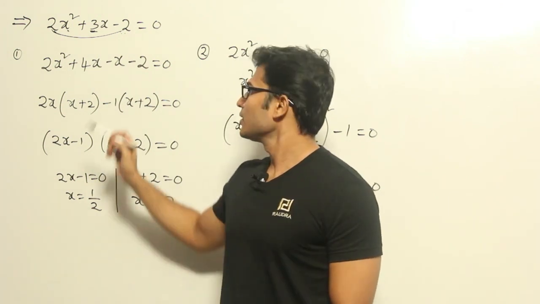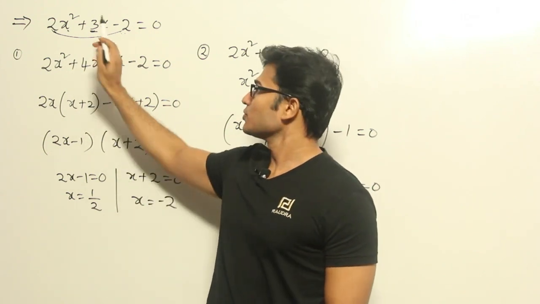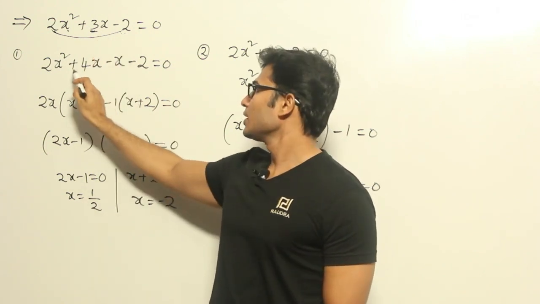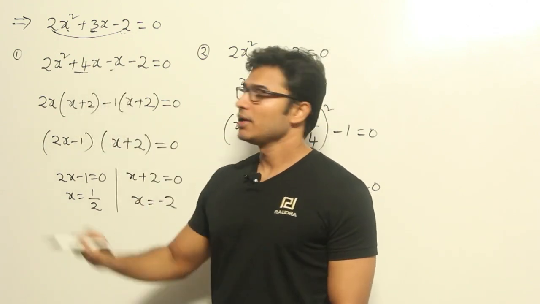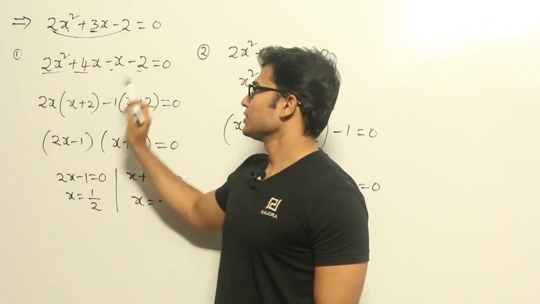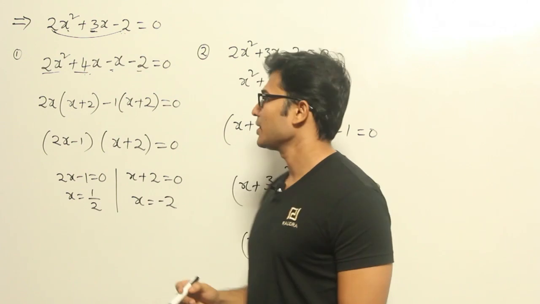4 and -1, right? Because the sum has to be 3, right? So 4 and -1, therefore I am writing it this way, 4 minus 1. Right? You leave the first term and last term as it is and split the middle term using those two numbers, right? 4x and -x.